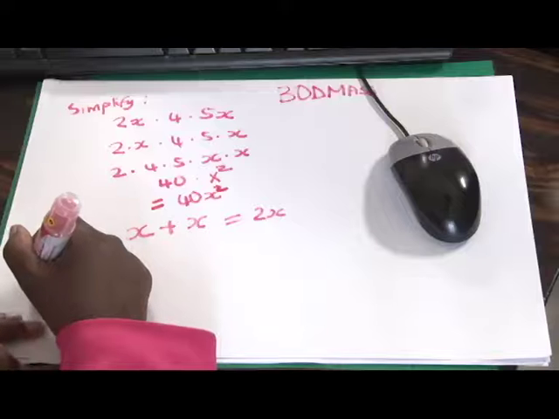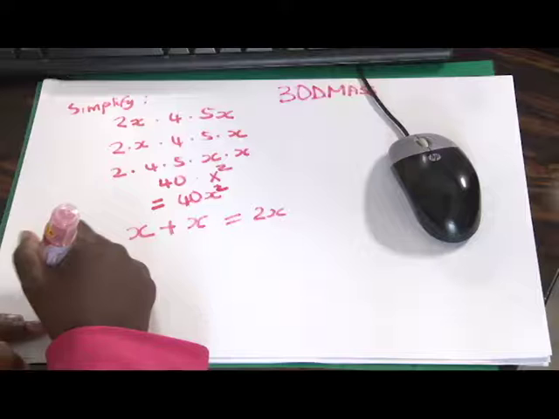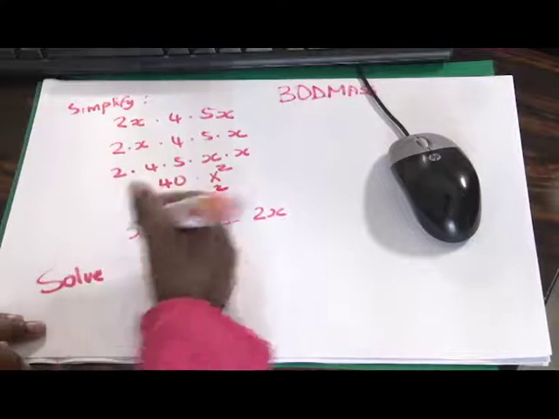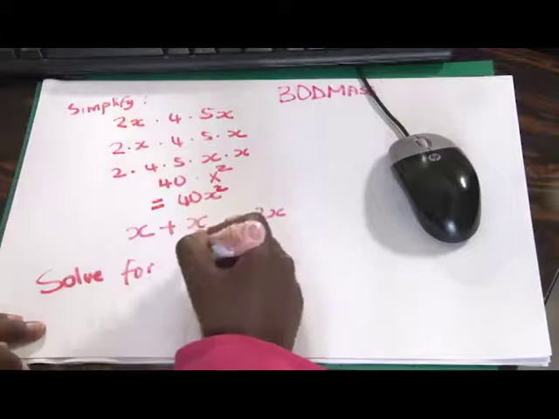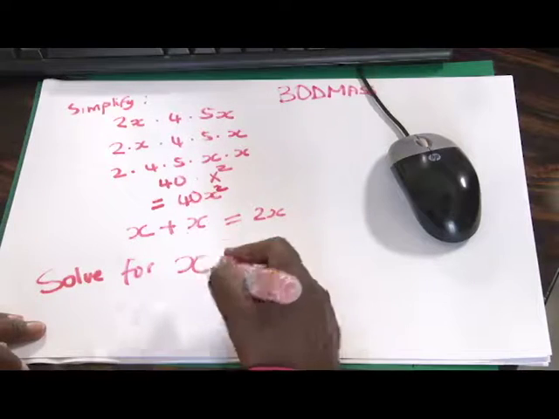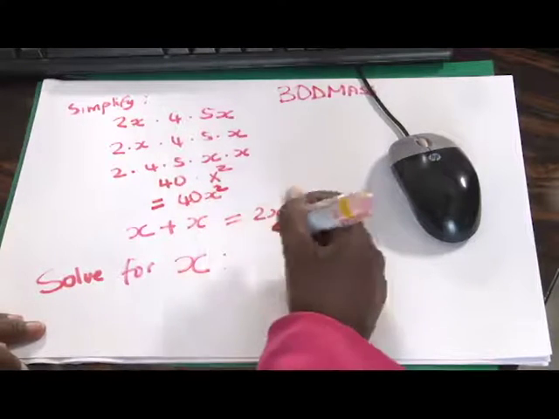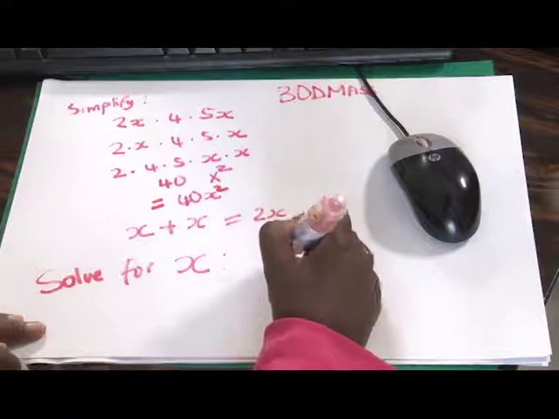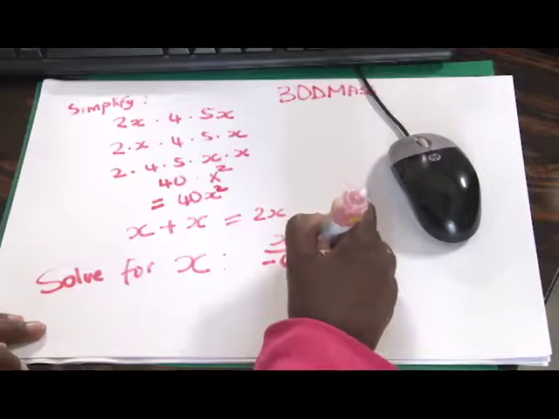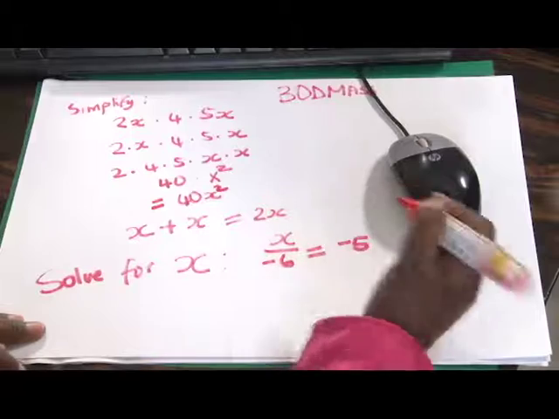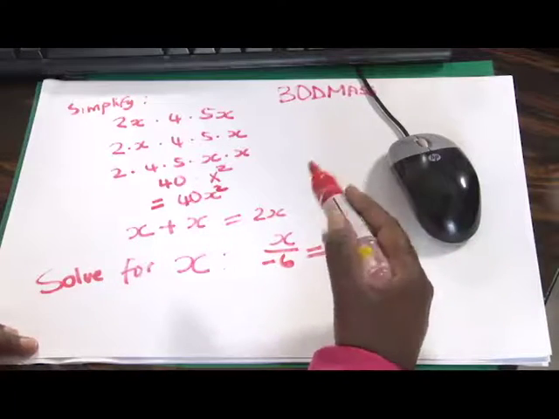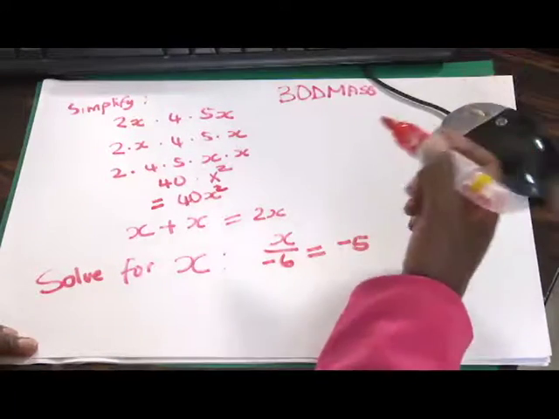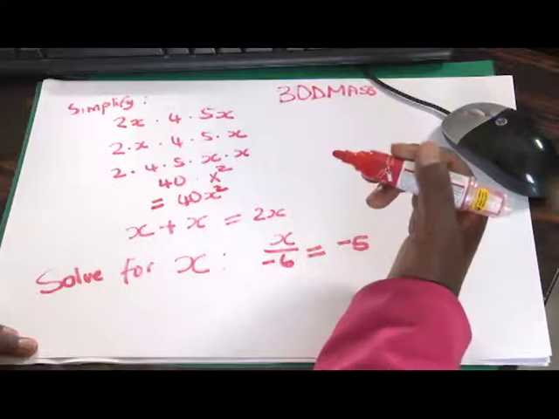Okay, this is our second example, and we are told to solve for x, and the equation we are given is x divided by minus 6 is equal to minus 5. Okay, what do we do? I really want to focus on doing the correct order of operations, because that's just the basic. If you can do that right, then you can't go wrong.